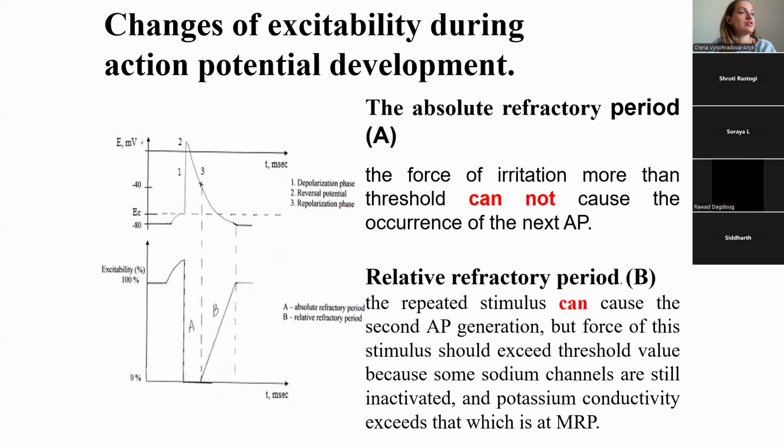One more important term that you should remember is absolute and relative refractory period. What should you know? During the absolute refractory period, a new action potential cannot arise. That's all. During the relative refractory period, repeated stimuli can cause a second action potential. But the amplitude of this action potential will be less than the previous one.